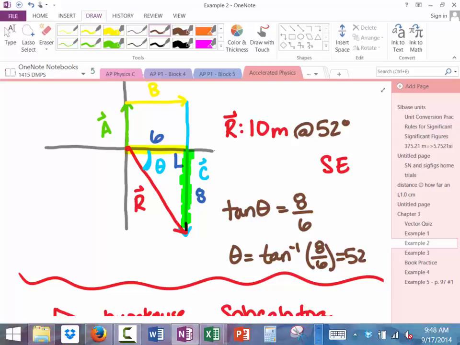Move it, but it's pointing along the back. Okay? Here I was pointing which way? East. I had to turn which way? South. I have to turn 52 degrees south from east. Okay? So 52 degrees south of east. Okay? Of east.